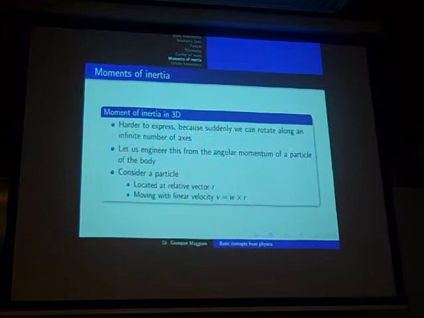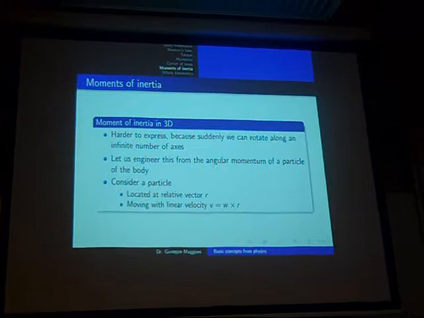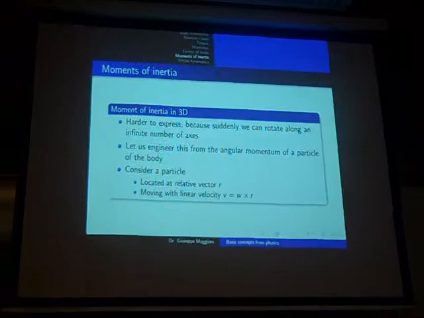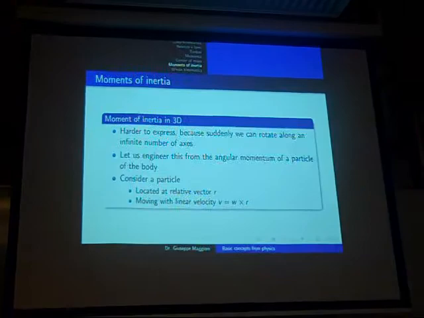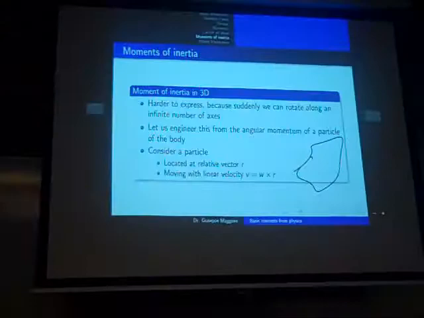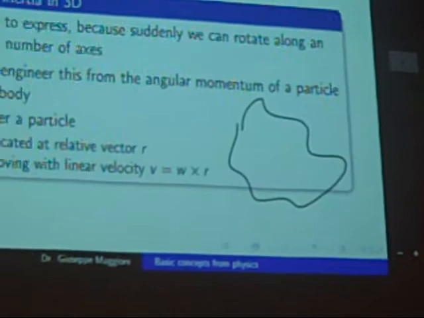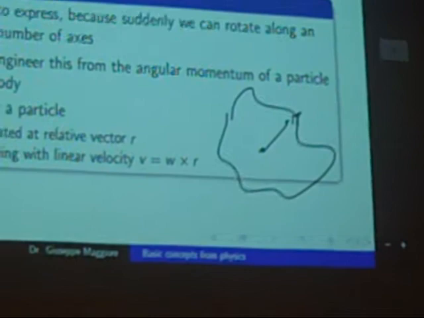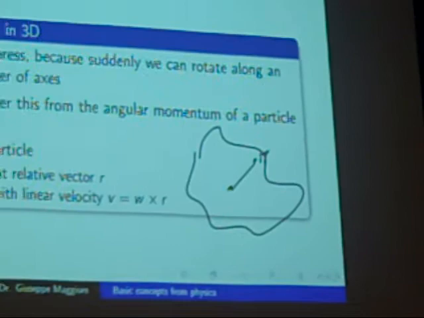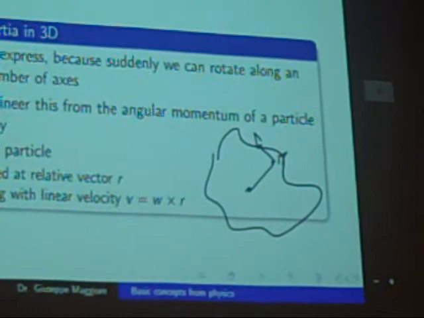So, let's consider, first of all, a single particle which is located at the relative position r, and it's moving with velocity v. Now this is the velocity of the particle. Okay, so, you have r, this is the position. Remember, r always represents the relative position with respect to the center, and the particle is moving at this velocity.